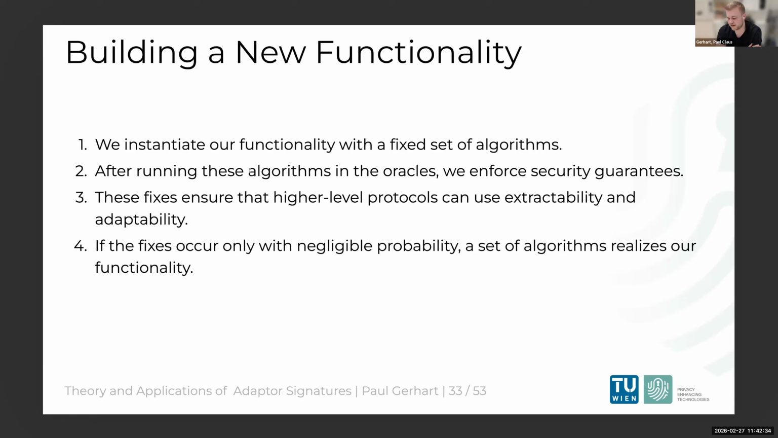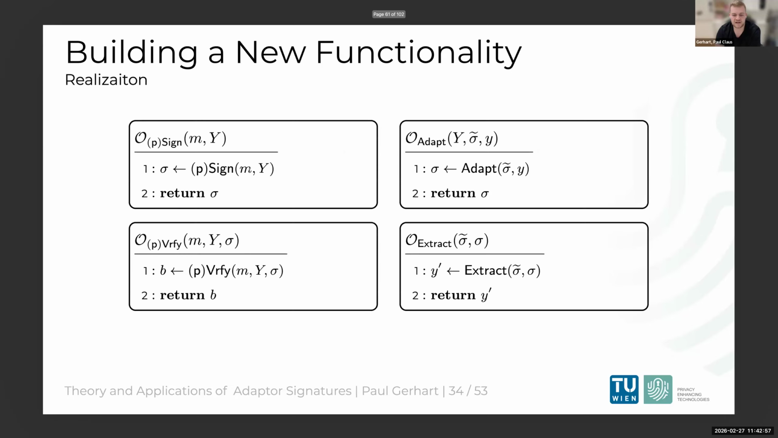The problem is if you use local algorithms, you don't know if it's secure or not, right? Because the algorithm could just be insecure. So what we do then is we run these algorithms in oracles, and the oracles fix that the security guarantees actually hold. And then we can say if the fixes occur only with negligible probability, then the set of algorithms realizes our functionality. Let's look into it.